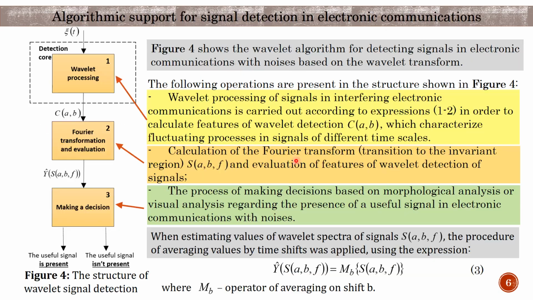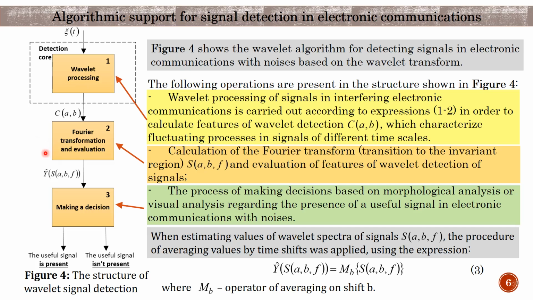Figure 4 shows the wavelet algorithm for detecting signals. The following operations are shown in figure 4. 1. Wavelet processing of signals in interfering electronic communication. 2. Calculation of the Fourier transform. 3. The process of making decisions based on morphological analysis or visual analysis regarding the presence of a useful signal in electronic communications with noises.